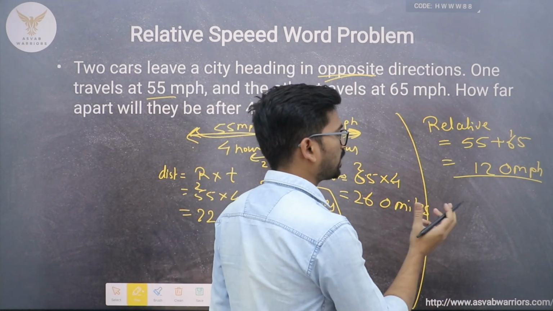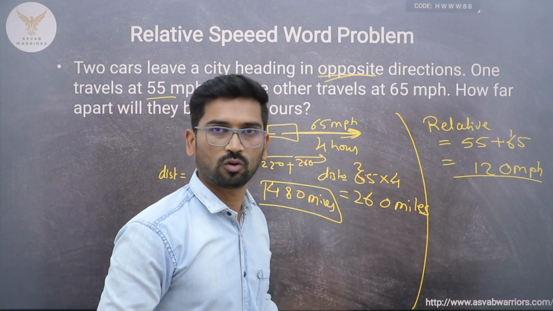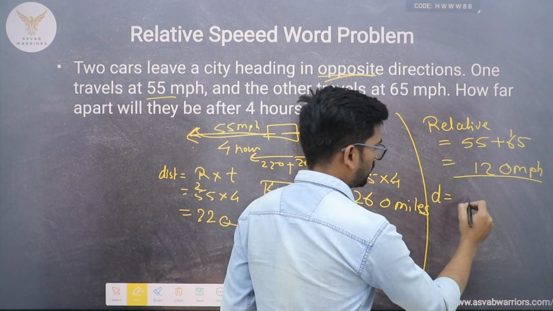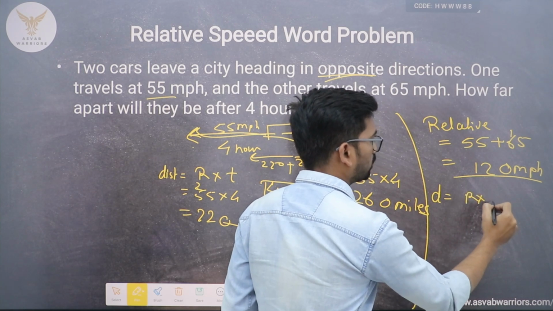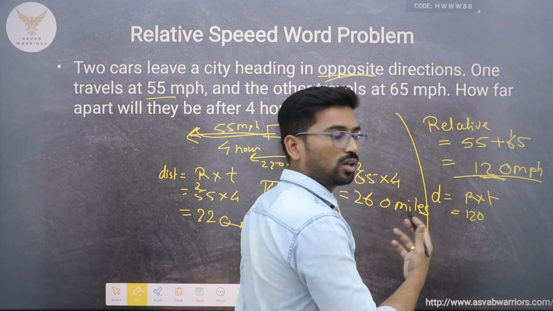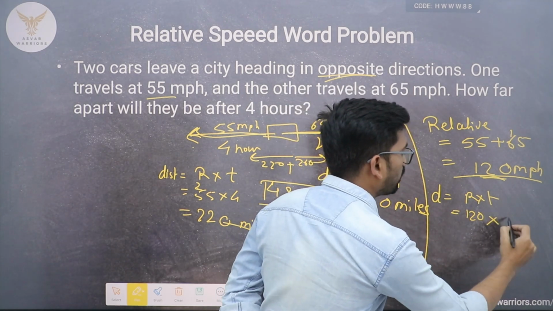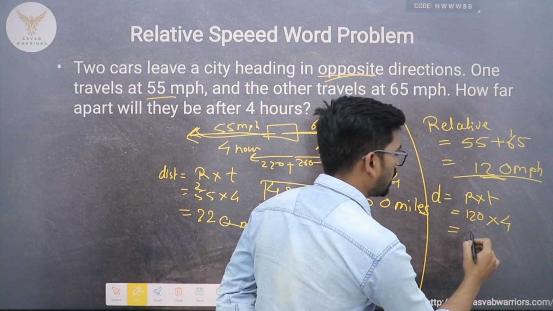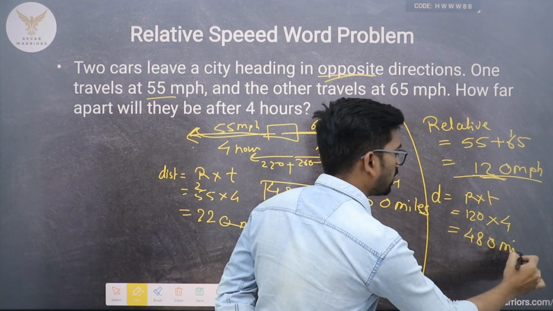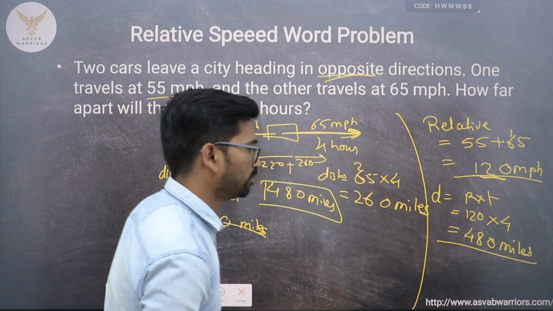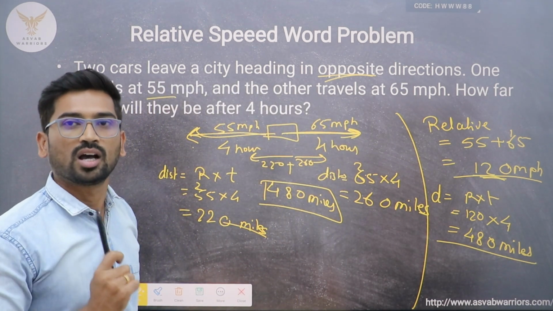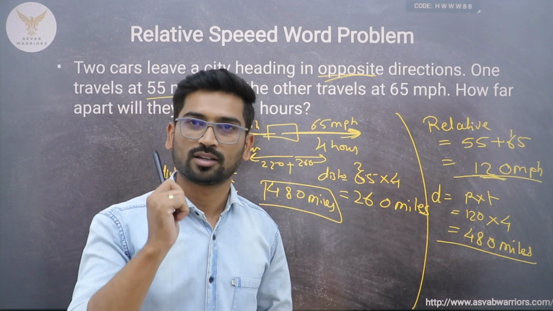And these cars are traveling for 4 hours. So we have to calculate distance. The formula for distance is rate into time. Rate is 120 miles per hour. We have to use the relative speed or relative rate. And time is 4 hours. So 12 4s are 48 and this 0 as it is. So we get our answer as 480 miles. Is it same in both the cases? Yes. It means our concept of relative speed is correct.